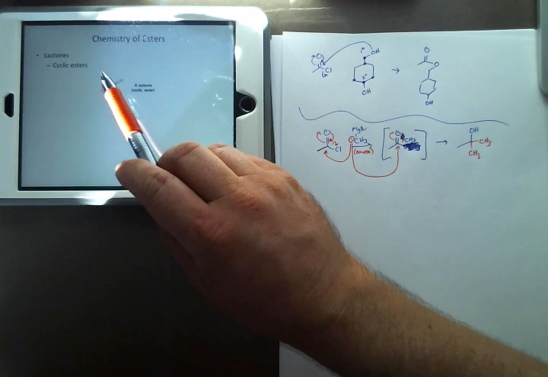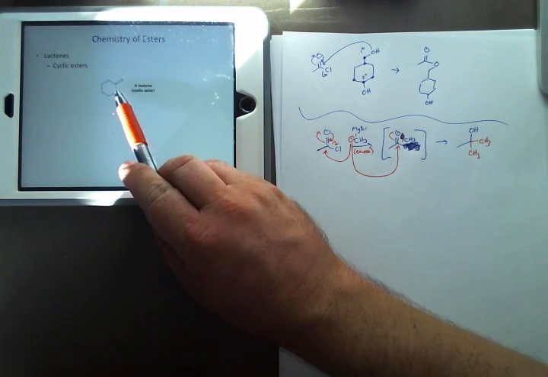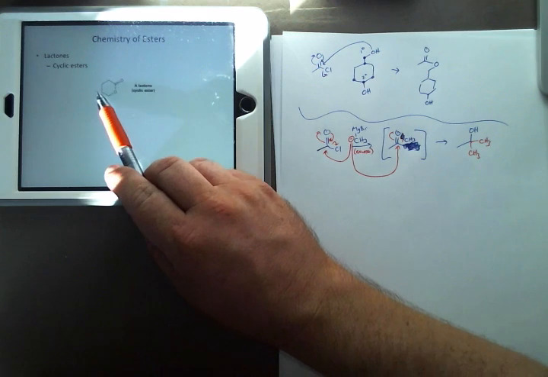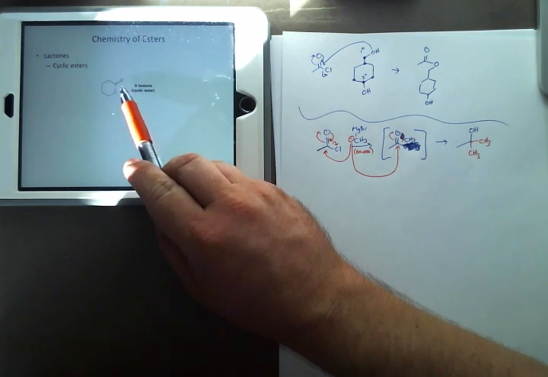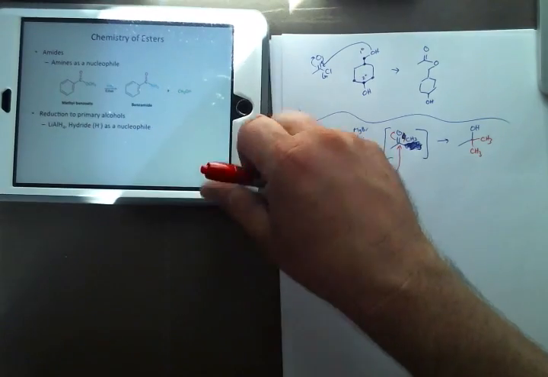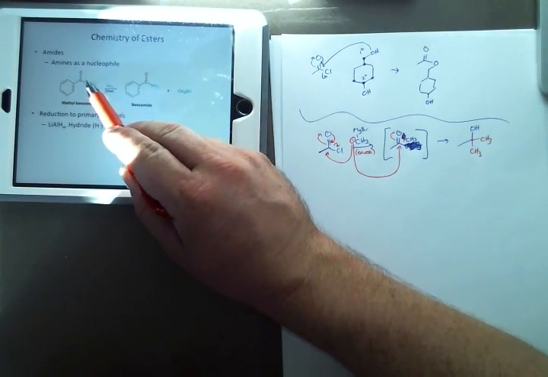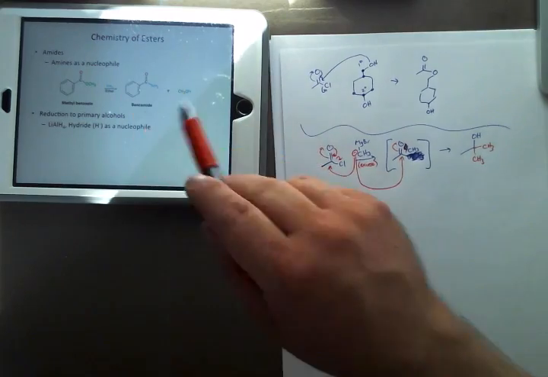Okay, so cyclic esters are called lactones, right? So they end up having the ester as part of a ring. So amides are very simple, right? You have some sort of nitrogen group come in, attack, up, down, kick away, and you end up with the amide.